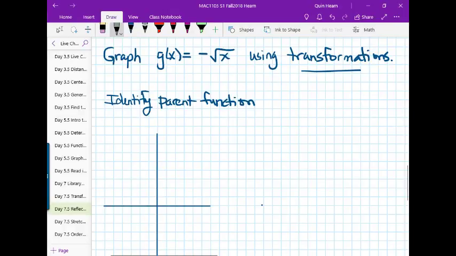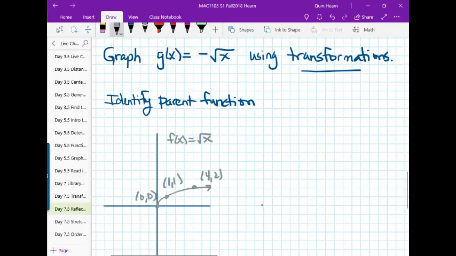F of x equals square root of x, remember, is a half of a parabola going to the right. F of x equals square root of x. I'm going to graph in gray. It has a terminating point at 0, 0, goes through the point 1, 1, goes through the point 4, 2. So this is what the graph of square root of x looks like.